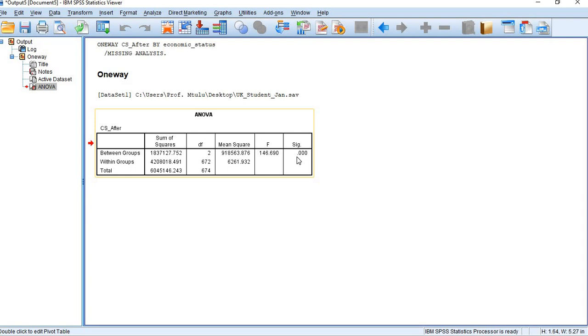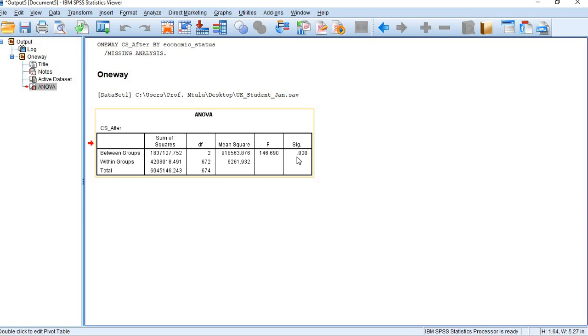So you see, the decision rule is more or less the same. From this, I can say the output of the ANOVA table shows that the significance of the F statistic is 0.00, which is less than 5%. So we reject the null hypothesis and conclude that economic status has an impact on the credit score of students. Remember, our null hypothesis is that it has no impact, and we are rejecting that. So we conclude it has an impact on the credit score of students.